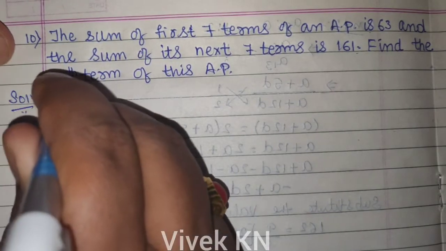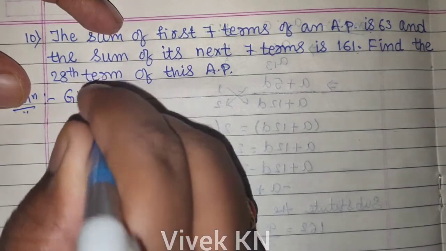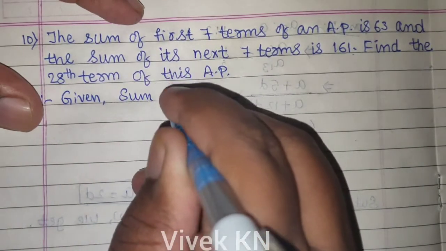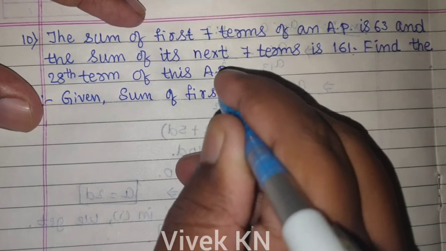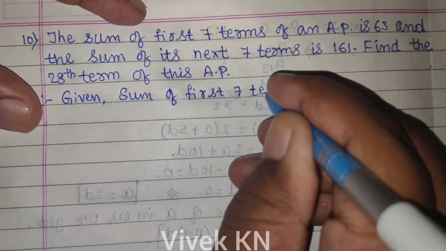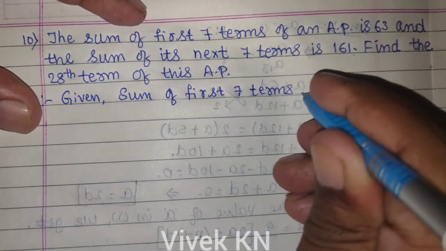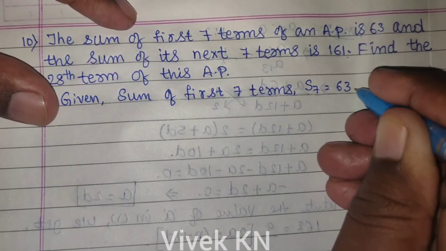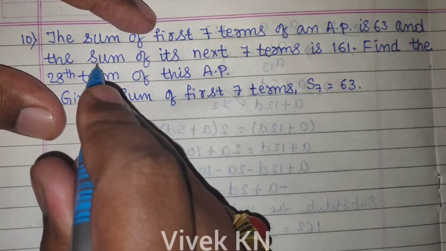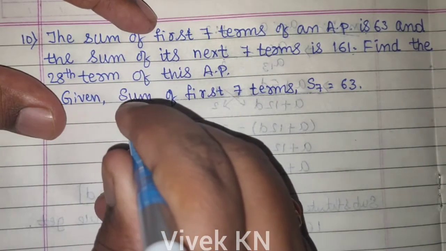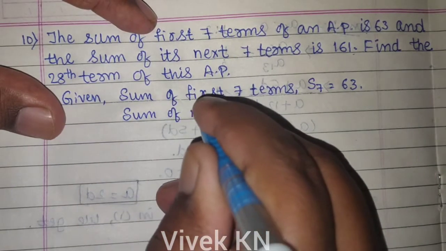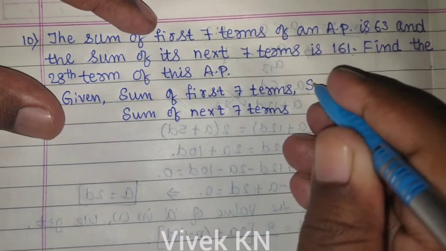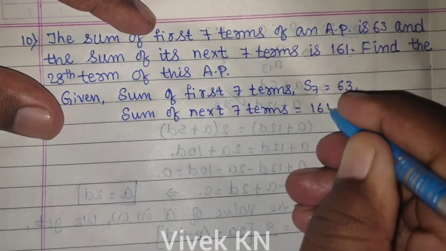Solution. Given the sum of the first 7 terms, that is S7, is equal to 63, and they have also given the sum of its next 7 terms is equal to 161.